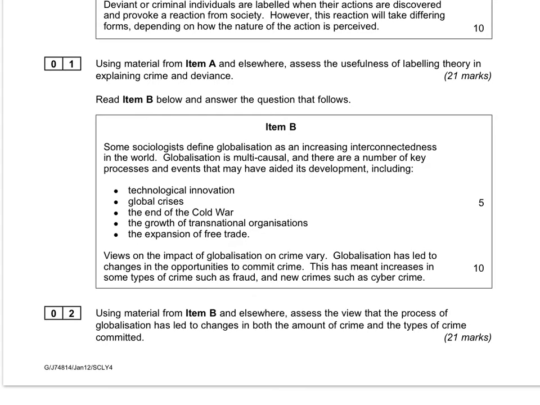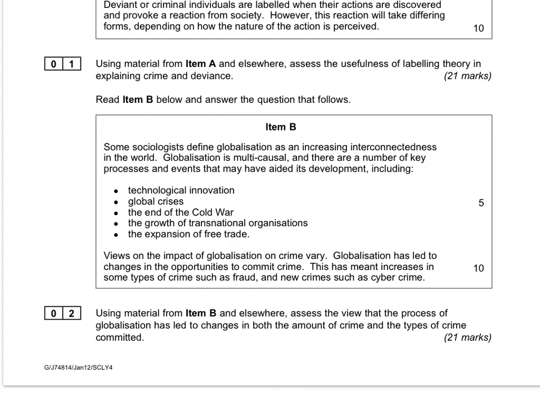I would then make sure that my question addressed the amount of crime being committed and the types of crime being committed. So you might want to do an argument saying, because it's asking you to assess the view that globalisation has effectively made crime worse, or hasn't it made crime worse? So you need to think about how we're going to evaluate this.